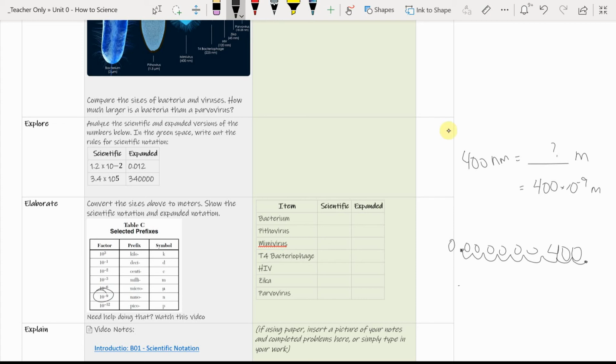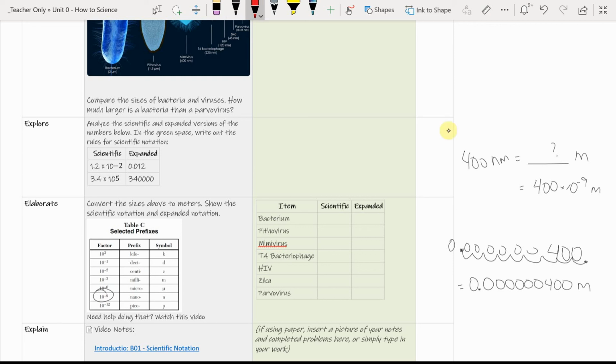So to clean this up a little bit more, it's 0 point, and don't forget that first little 0. It's super important to have that in there. And then we had 6 other zeros after that: 1, 2, 3, 4, 5, 6. And 400. So that's how many meters this Mimi virus is. It's really teeny tiny. Hey, I guess it's like me.